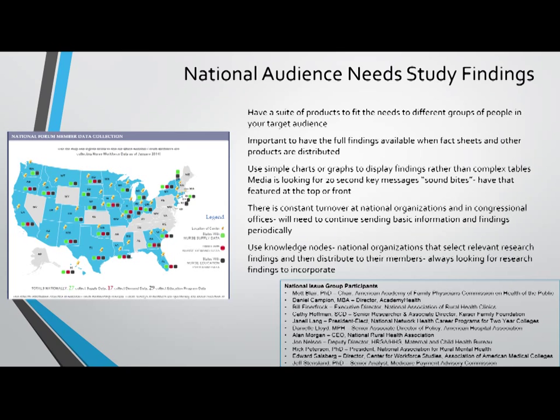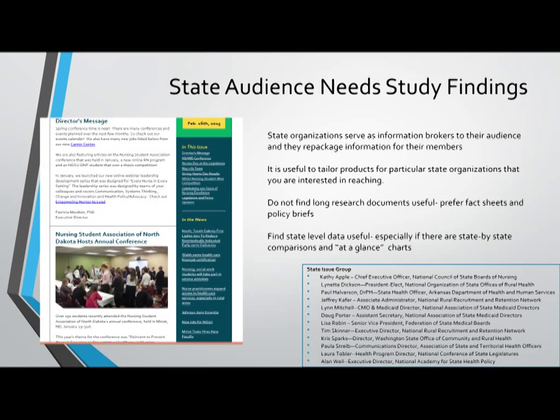I'm going to move on to the state audience. So again, the state issue group is below. It's mostly national organizations of state organizations. So for instance, the National Council of State Boards of Nursing, the Federation of State Medical Boards. What these individuals indicated to us is that, similar to the national level, state organizations serve as information brokers to the audience, and they usually have to repackage information.